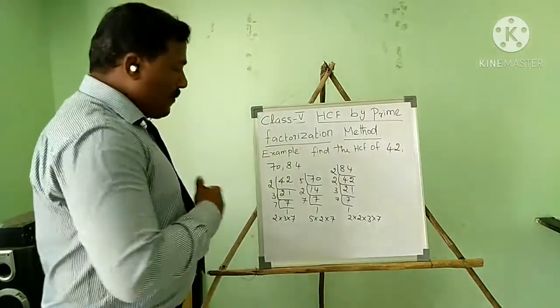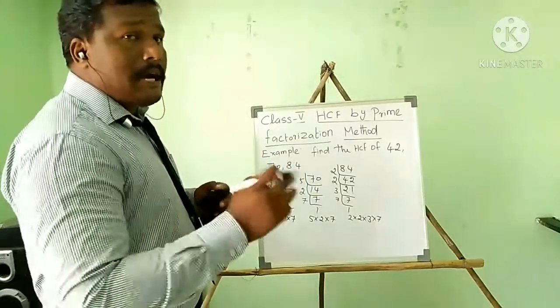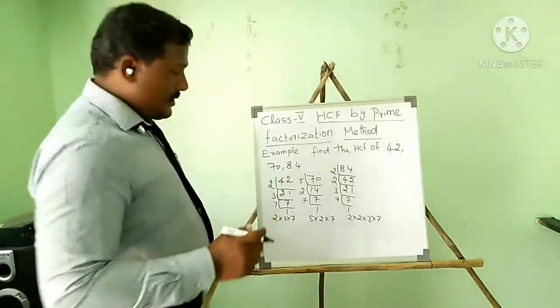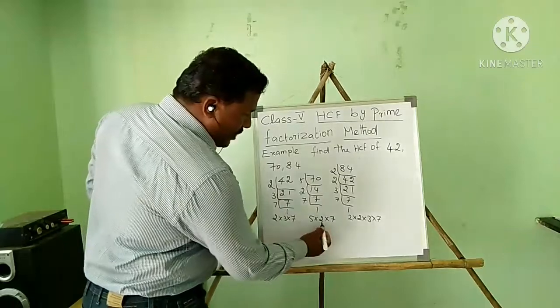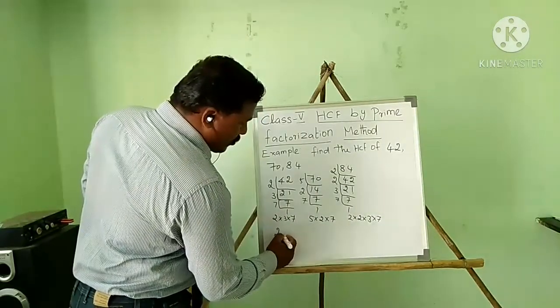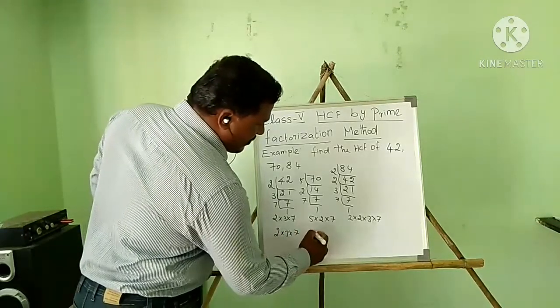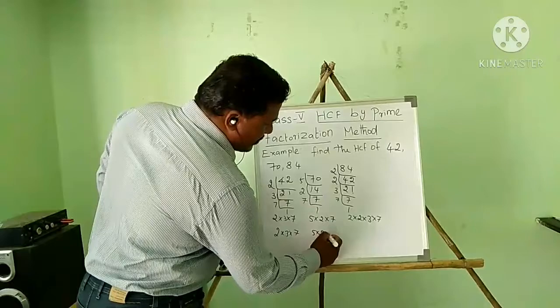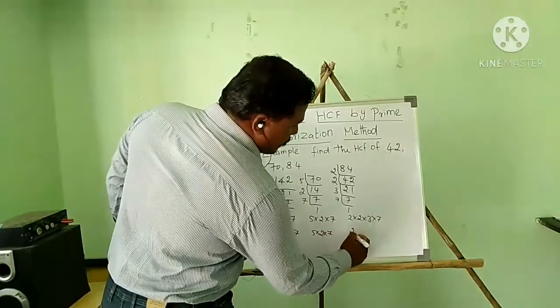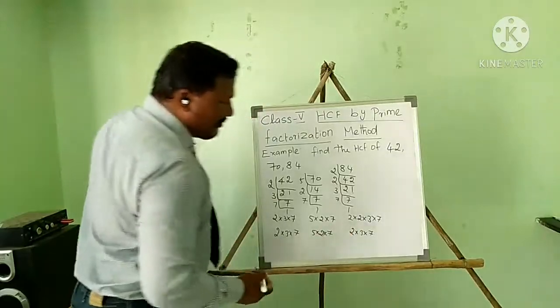Now what we want to do is pull out the common factors of these three numbers. Here 2 is there, here also 2 is there. So first: 2 into 3 into 7, here 5 into 2 into 7, here 2 into 3 into 7. These are all the factors.